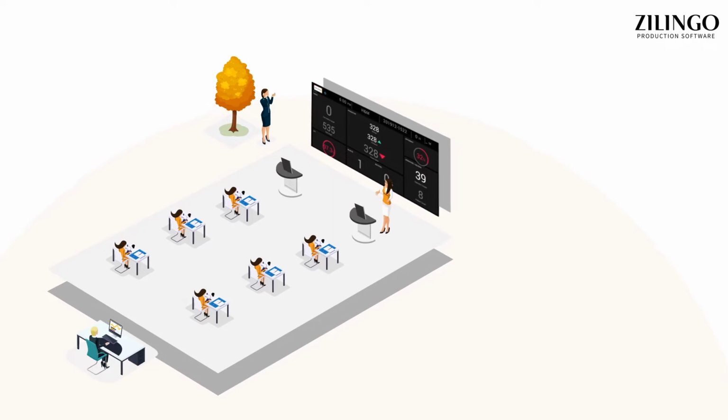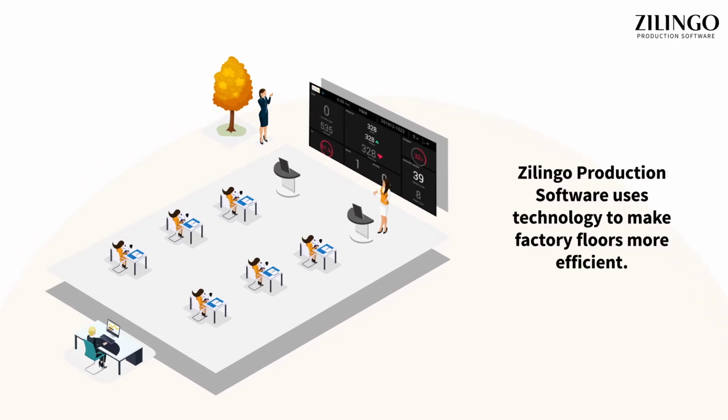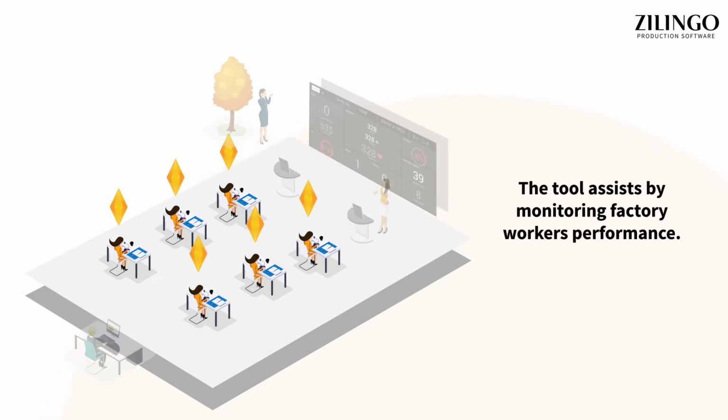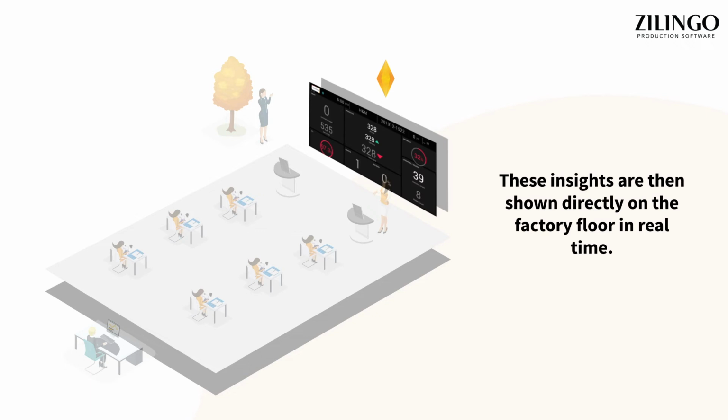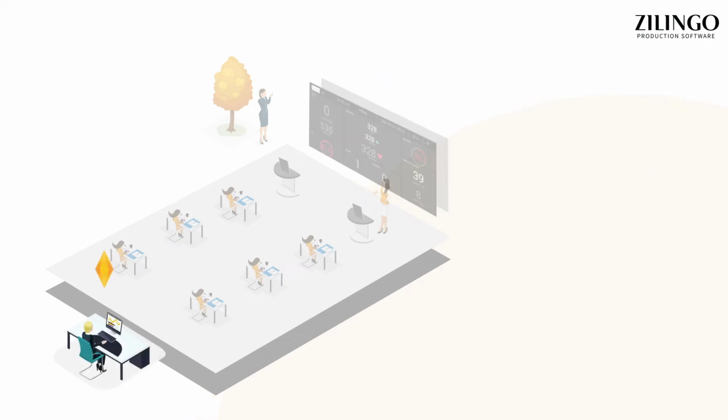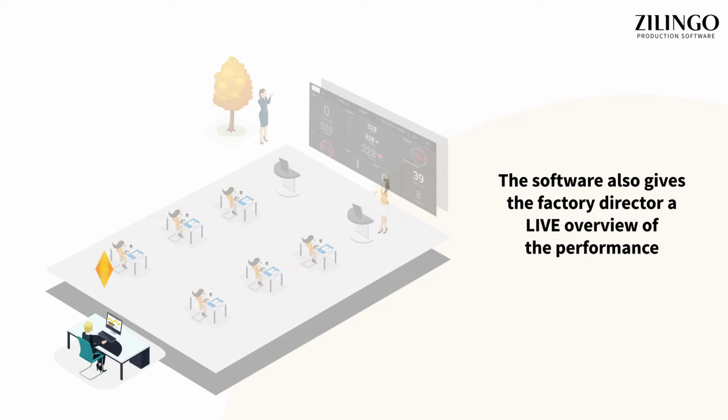Zilingo production software uses technology to make factory floors more efficient. The tool assists by monitoring factory workers' performance. A QC manager assesses the garment quality and inputs data directly into the software using a tablet. These insights are then shown directly on the factory floor in real time. The software also gives the factory director a live overview of the performance.